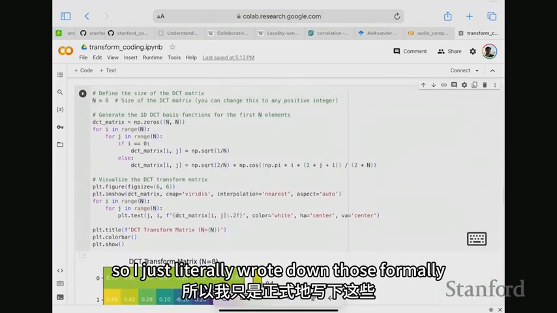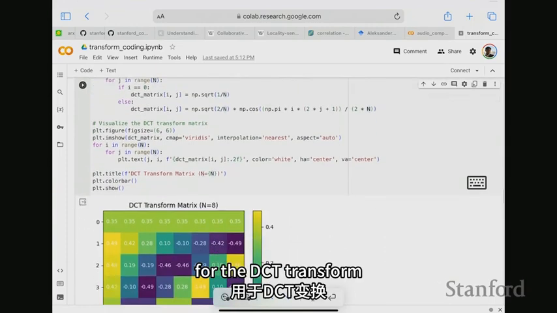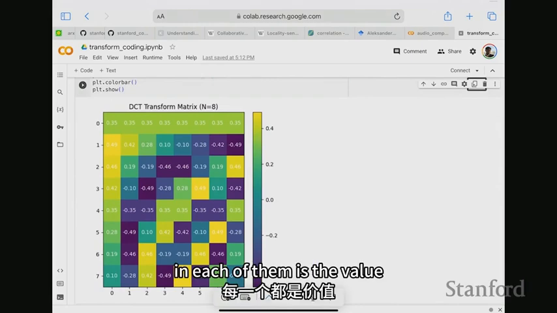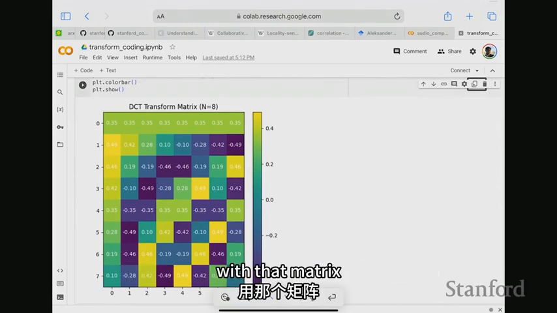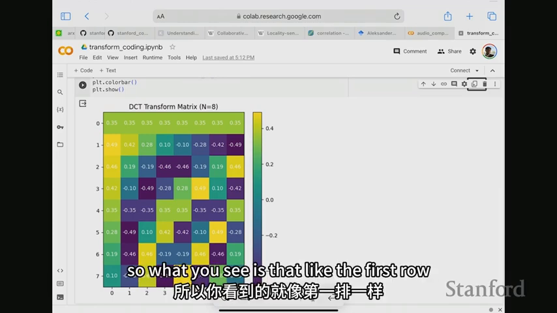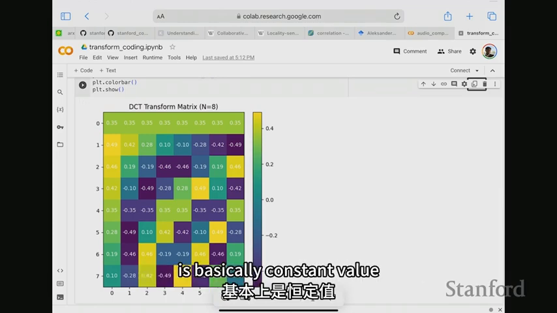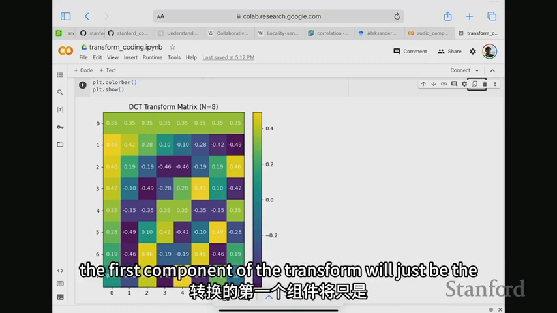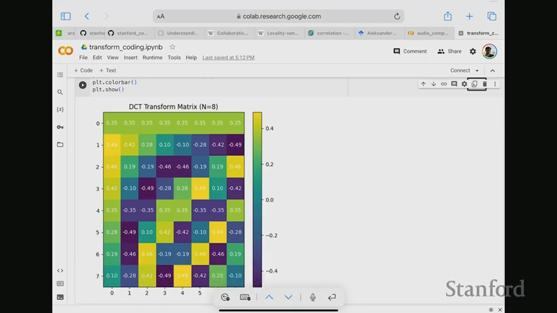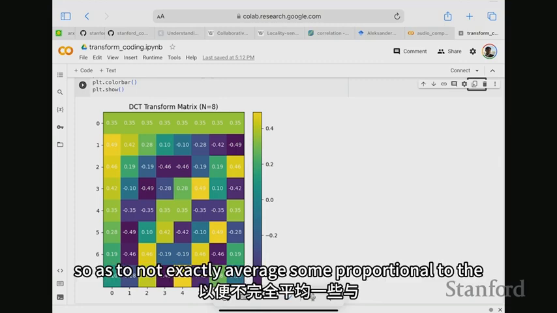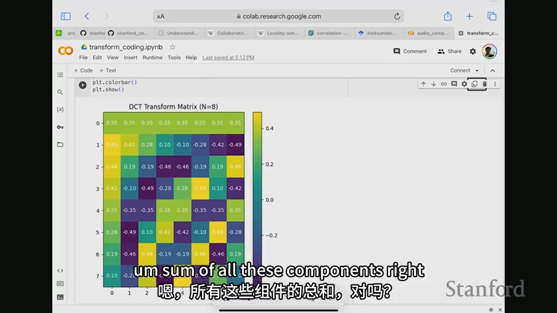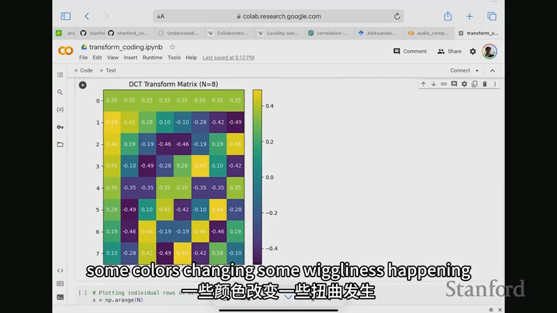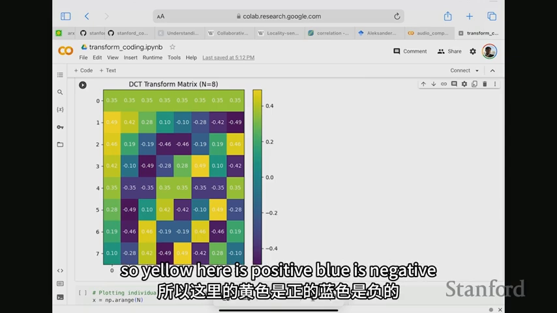I just literally wrote down those formulae for the DCT transform, and I used that to generate this 8 by 8 matrix. The value in each entry is the value which you are going to multiply with. What you see is that the first row is basically a constant value. So if you were to multiply this with a vector, the first component of the transform will just be, not exactly the average, but something proportional to the sum of all these components. And then as you go down, you see some colors changing, some wiggliness happening. Yellow here is positive, blue is negative.